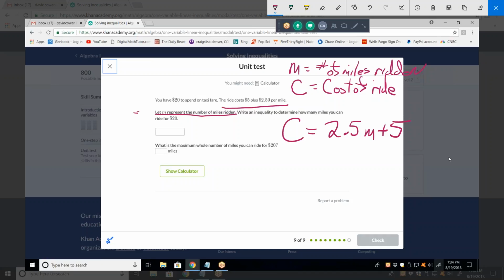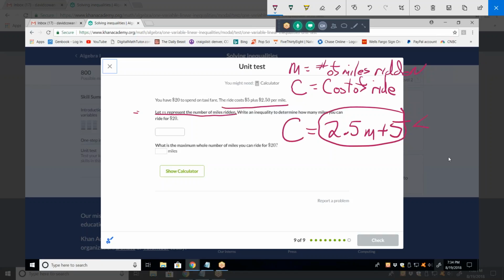Write an inequality to determine how many miles you can ride for $20. What does all of this have to be? That's the cost of the ride, but that doesn't really relate to my $20. The cost of the ride has to be less than or equal to 20.